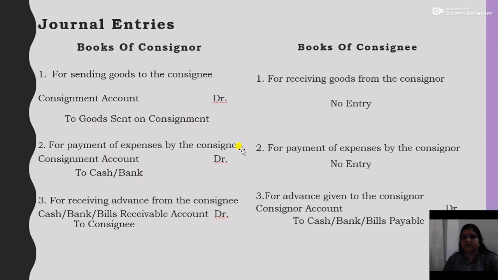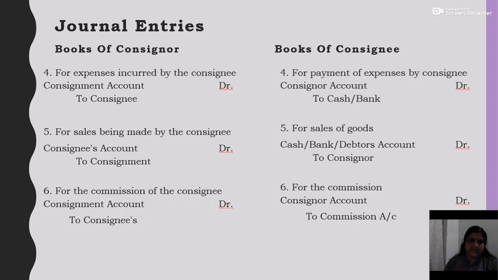Then in this case also in the books of consignee, no journal entry will be required. Then for receiving advance from the consignee, the journal is cash or bank or bills receivable account debtor to consignee. And in the books of consignee, consignor's account debtor to cash, bank or bills payable. Then next is for expenses incurred by the consignee.